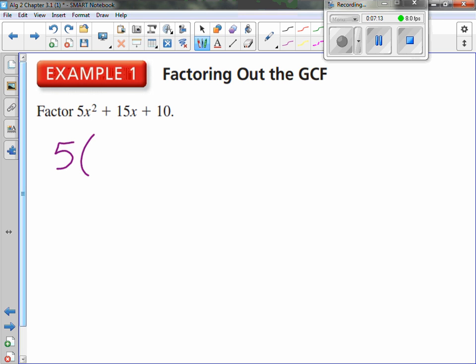Because 5x squared, if I divide 5 out of 5x squared, what am I left with? I'm just left with x squared, yes? 5 divided by 5 would be 1. Plus 15 divided by 5 would be 3x. And 10 divided by 5 is plus 2. Any questions on anything we've done so far?